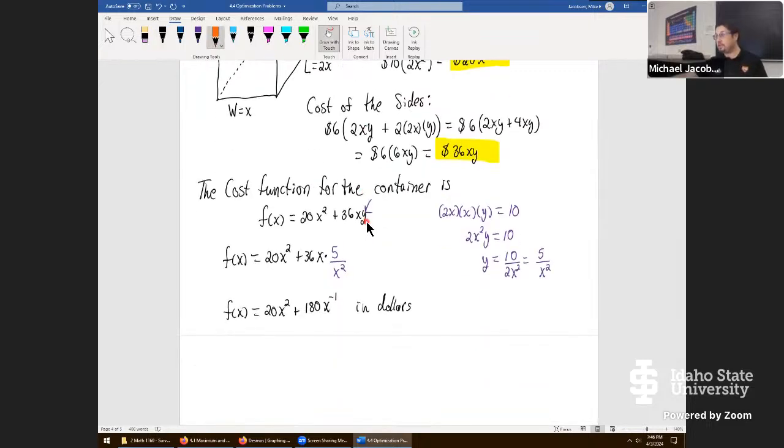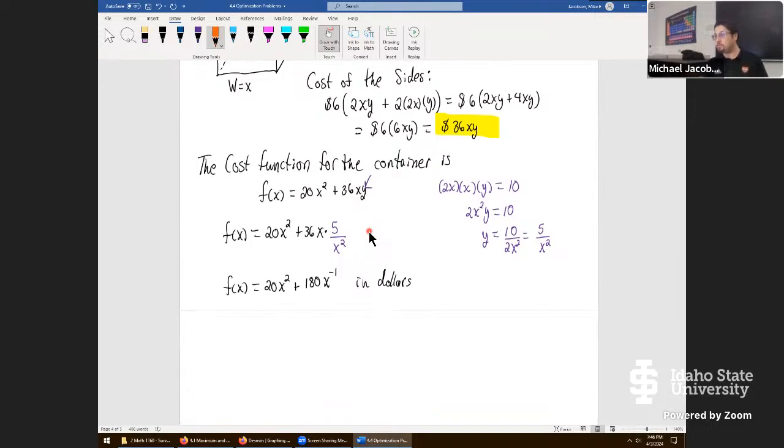So down below, we'll indicate for step 2, use the second derivative test.